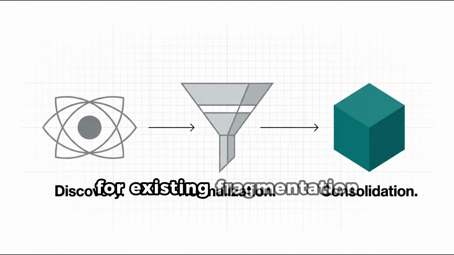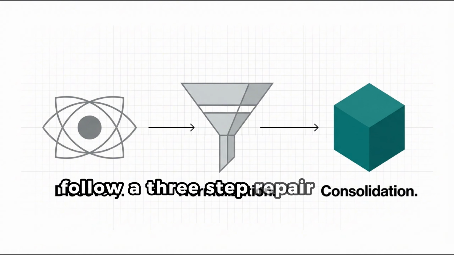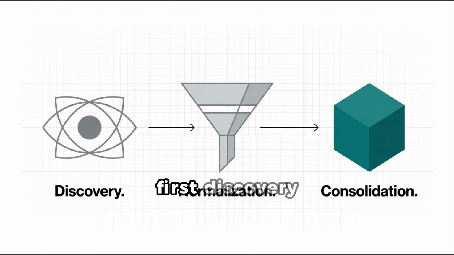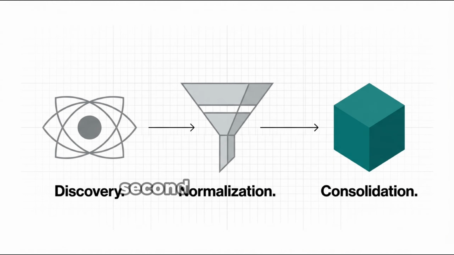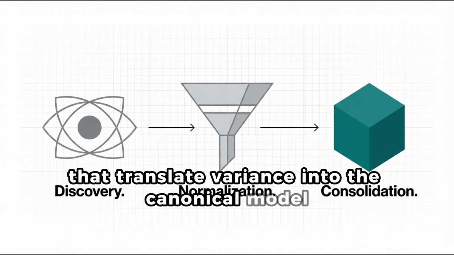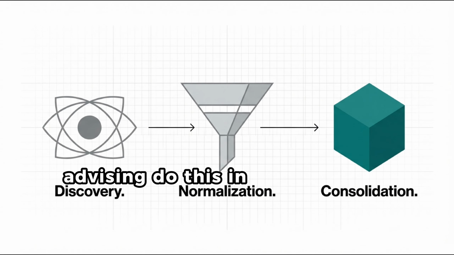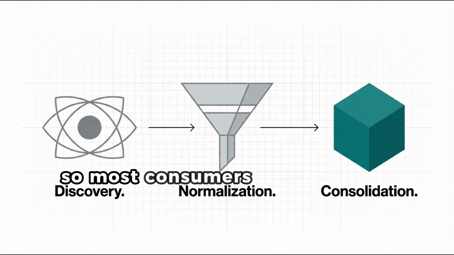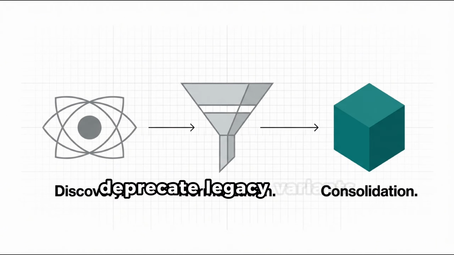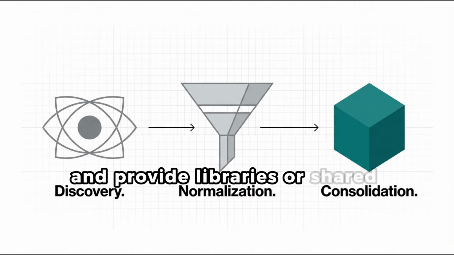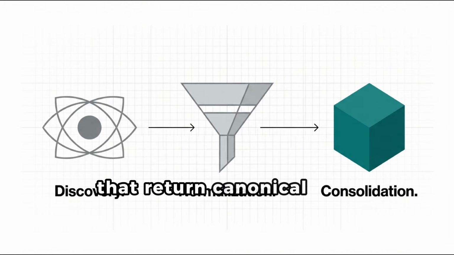For existing fragmentation, follow a 3-step repair pattern. First, discovery. Map the variants and prioritize by impact. Second, normalization. Implement transformation layers that translate variants into the canonical model. Do this in the ingestion layer so most consumers get the same structure. Third, consolidation. Communicate changes, deprecate legacy variants, and provide libraries or shared services that return canonical data.